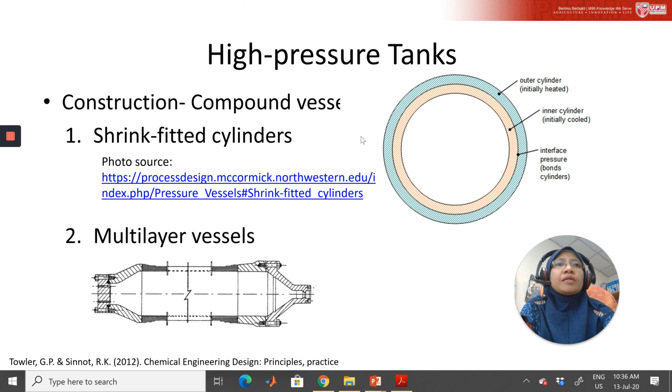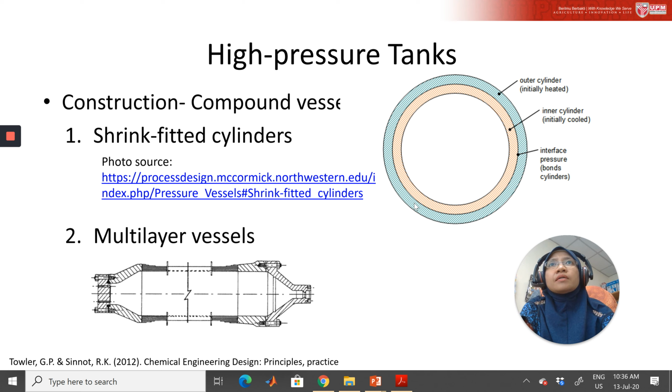Oh, by the way, another thing that I need to add for the shrink-fitted cylinder: this technique is normally used for small diameter vessels such as compressors.